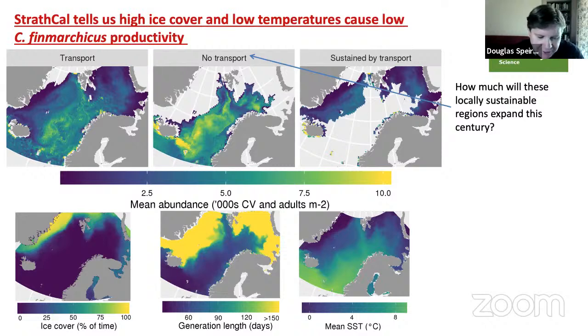And the generation length is very long. So that's the middle panel there. So these are cold waters, extremely long generation times. That, if there's not any transport, means that the population is unsustainable. And of course, these correspond to the areas that are in cold water, shown by the bottom right-hand panel there.